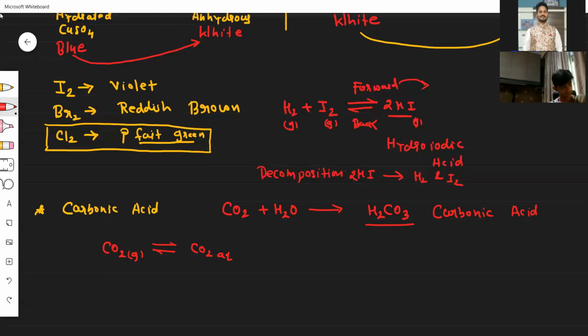So the meaning of gas and aqueous is like you are putting CO2 gas into the water. Here I have written aqueous, AQ. What does aqueous mean? It is like CO2 plus water only. Aqueous means this only. So the CO2 gas conversion into CO2 aqueous is the forward reaction.